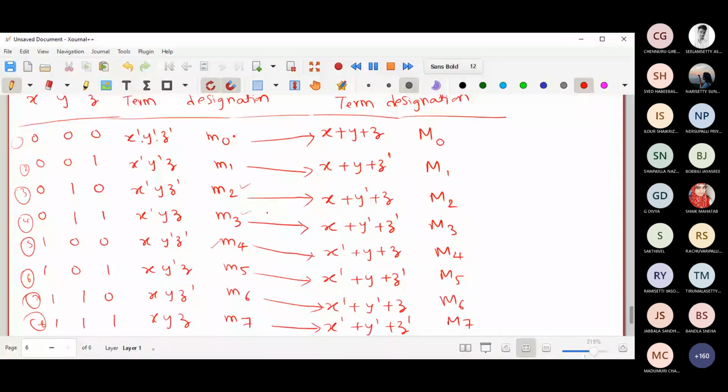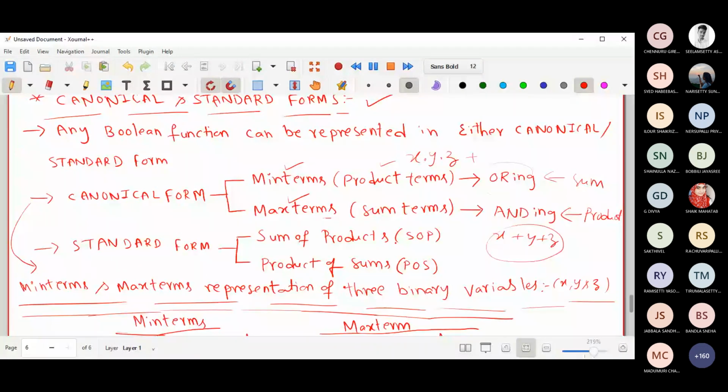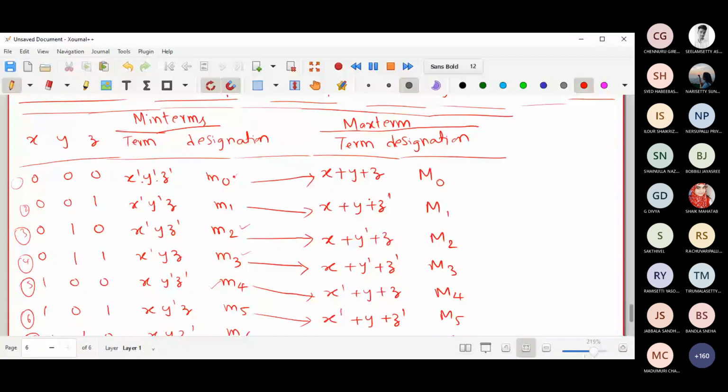Then how to represent the max terms? See here, I said already previously: min terms are nothing but product terms, and max terms are nothing but sum terms. Clear? Now, to get the max term from the min term, you just apply De Morgan's, or apply complement to these min terms. For each and every min term, apply the whole complement, then you will get the max term.